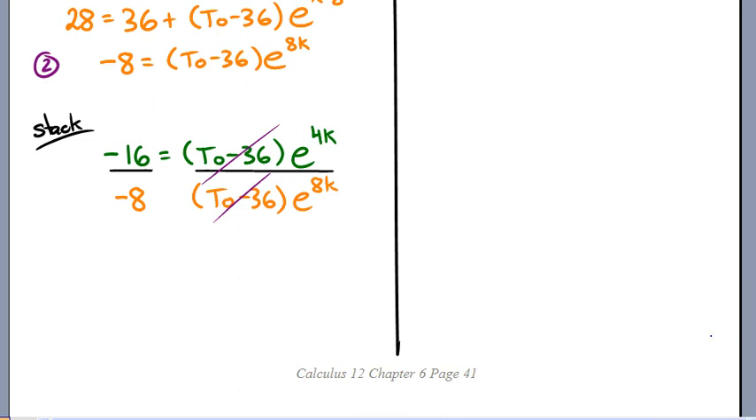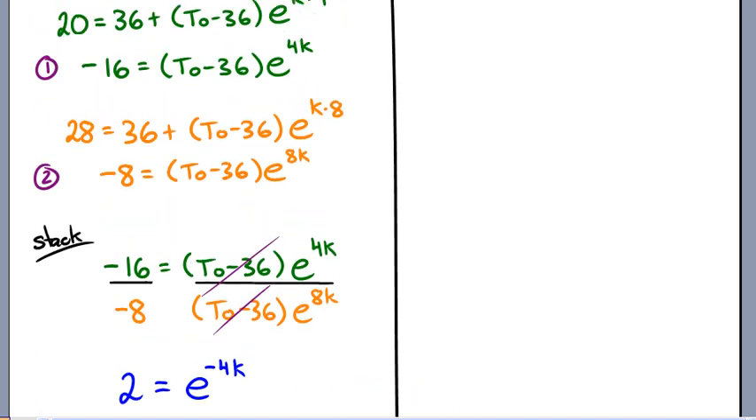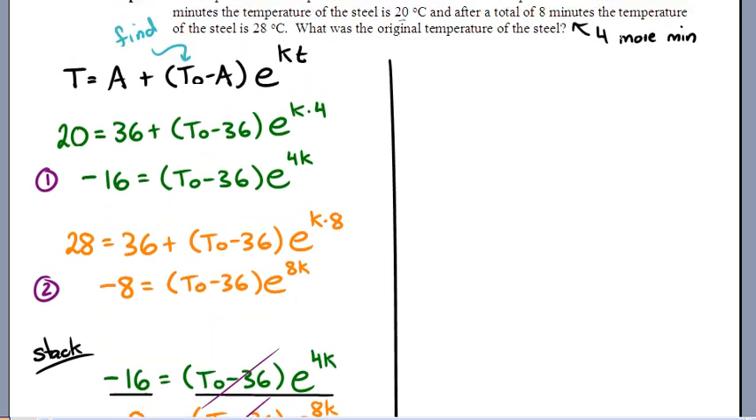So cleaning this up, negative 16 divided by negative 8, just a pretty harmless 2. And then dividing, well, if you divide powers with the same base, you have to subtract exponents. So 4k minus 8k, that's negative 4k. And right now my plan is, let's go get the k, and then we can use the k to find out the T naught. So I'm going to go up to the other side of the page here, and I'm going to take the ln of both sides. So I'm going to go ln 2, and then I'll have the negative 4k.